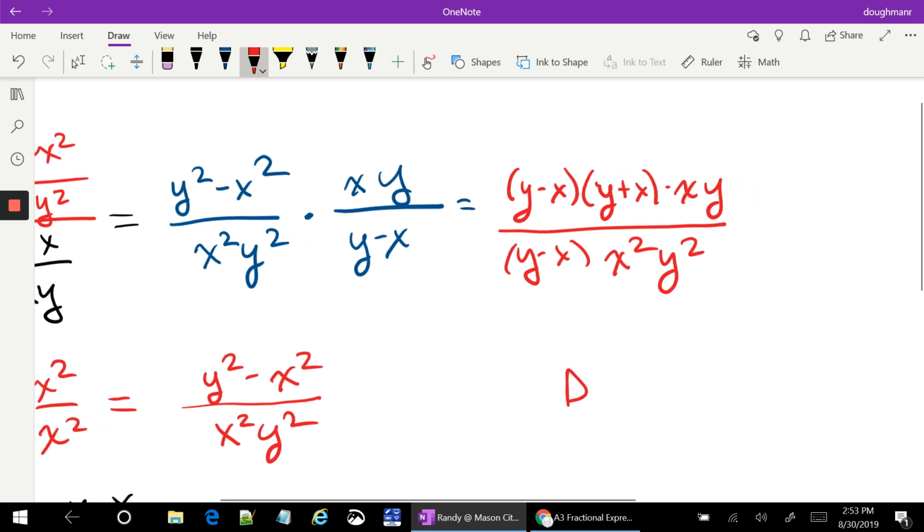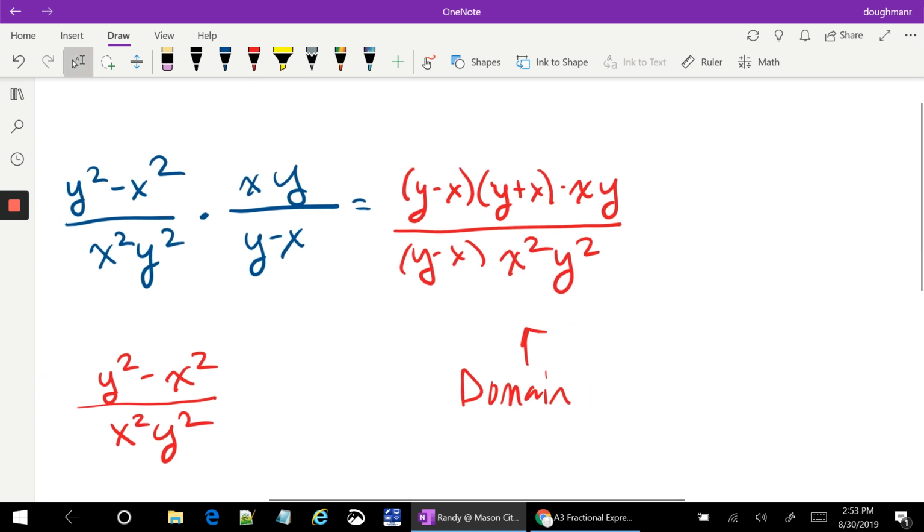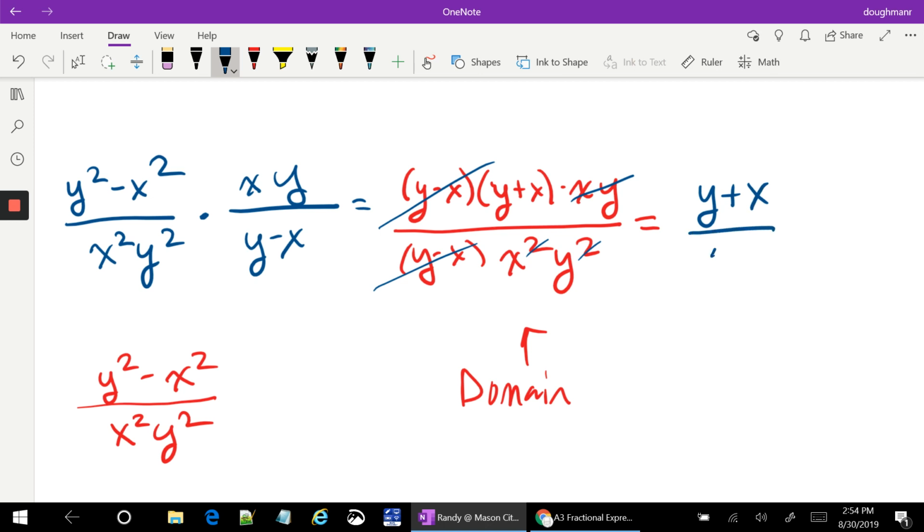And we can talk about domain if we want, but I'm not going to worry about that right now. I'm just going to charge on and cancel any common factors. So it looks like I can cancel this y minus x and that y minus x. I've got an xy here, which means I can get rid of one x in the denominator and one y in the denominator, and I'm left with y plus x all over xy, and I'm finished.